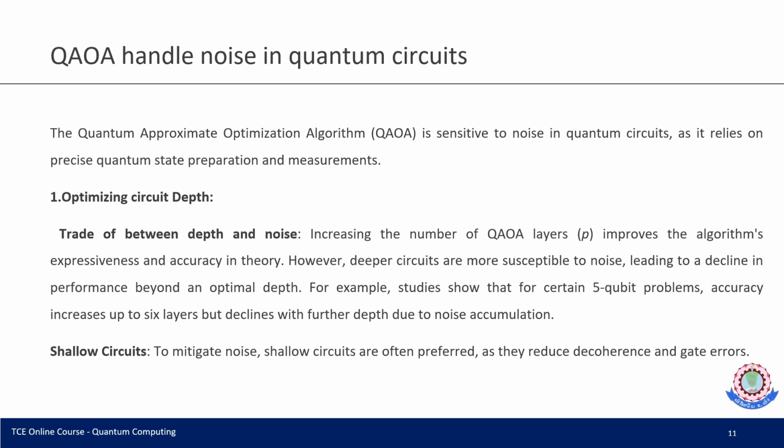The Quantum Approximate Optimization Algorithm is sensitive to noise in quantum circuits. So we need to optimize the circuit depth, a trade-off between depth and noise. The number of QAOA layers improves the algorithm's expressiveness and accuracy. For example, studies show that for a certain 5-qubit problem, accuracy increases up to 6 layers but declines with further depth due to noise accumulation. Shallow circuits also help mitigate noise. Shallow circuits are often preferred to reduce decoherence and gate errors.